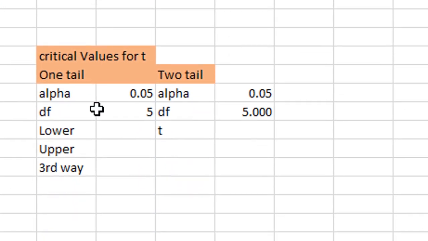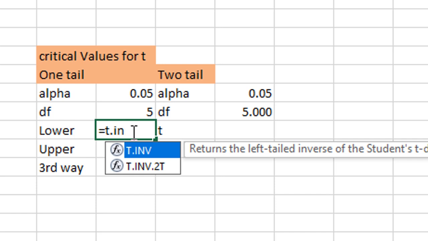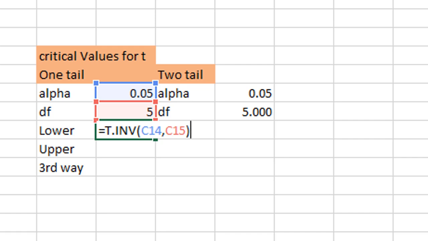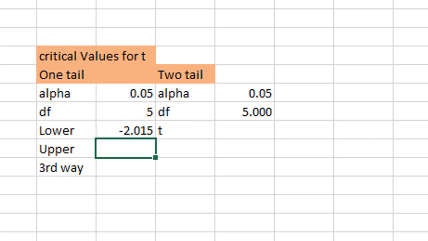Okay, coming to the critical T value. If you have to calculate critical values for a T test and for a left tail test, click T.INV. Again, we have to use the inverse area table for the T test, and by clicking on the T.INV, it's giving two arguments, probability and degrees of freedom. For probability, I am selecting 5%, and for degrees of freedom, I am selecting 5. As you know, the degrees of freedom for a one sample T test is calculated as n minus 1, number of sample values minus 1. Click enter, and you can see that it is a negative value, minus 2.015.